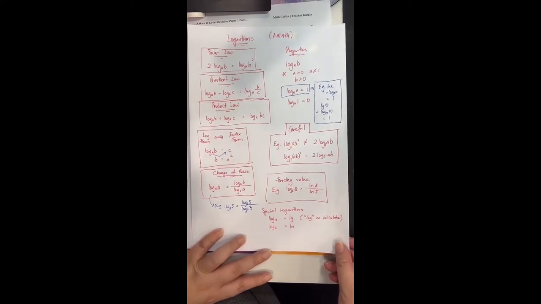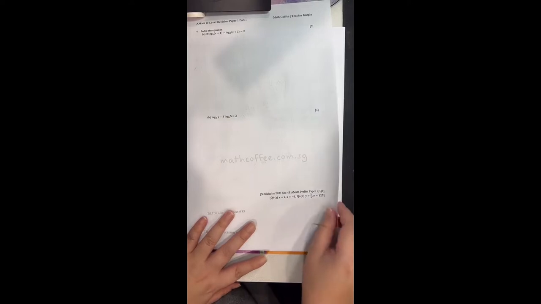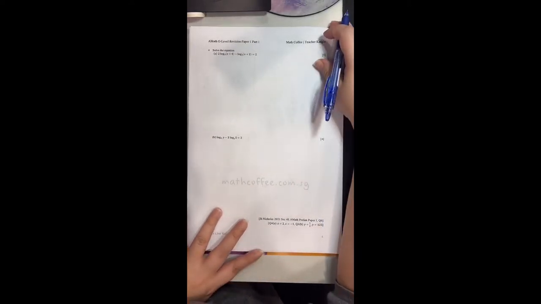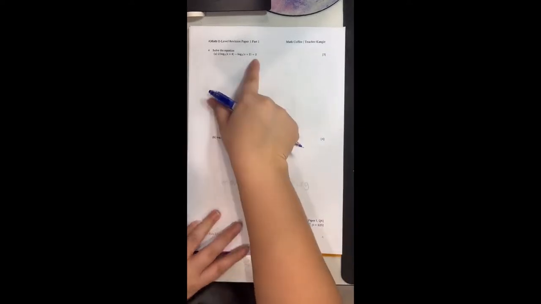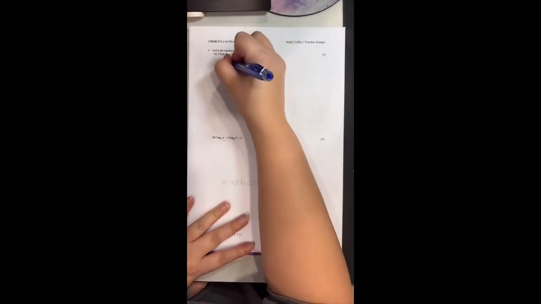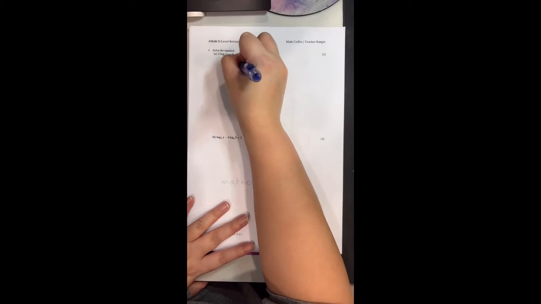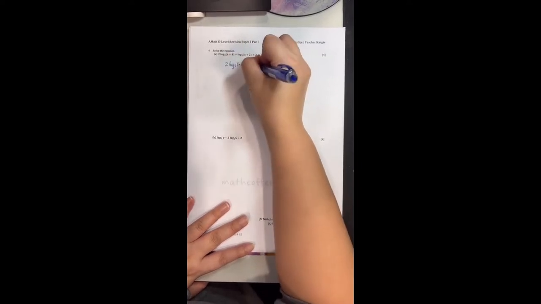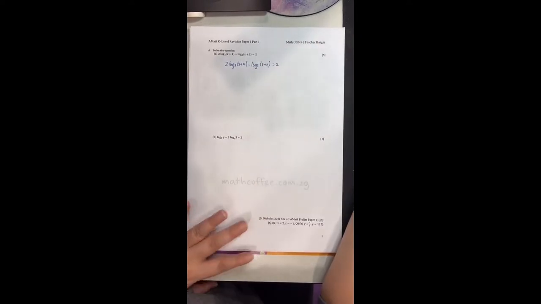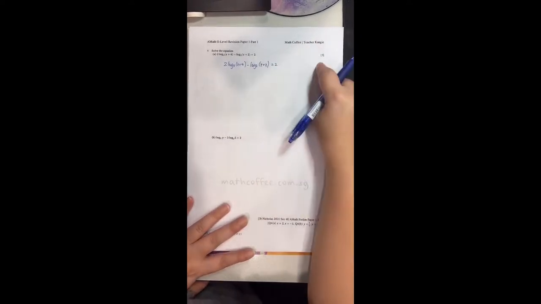Okay, now let's do the logarithm question, which is question number 4. They say solve the equation. So I write out the question first. It will be 2 log (3x + 4) minus log (3x + 2) equals 2. This is a 5 marks question for 4A.